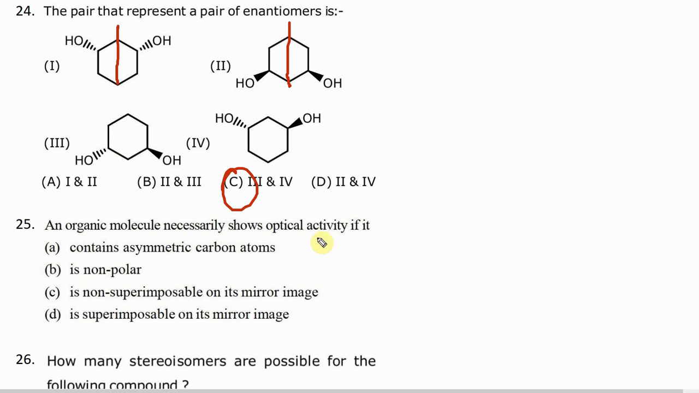An organic molecule necessarily shows optical activity if it necessarily contains asymmetric carbons. Yes, is non-polar, is non-superimposable on its mirror image. Okay, is superimposable on its mirror image, same compound. It shows necessarily optical activity if it contains asymmetric carbon. So, if you decide that, then this is not right. It can contain asymmetric carbon, but it can be superimposable. Meso compound irukala. So, this is the option.